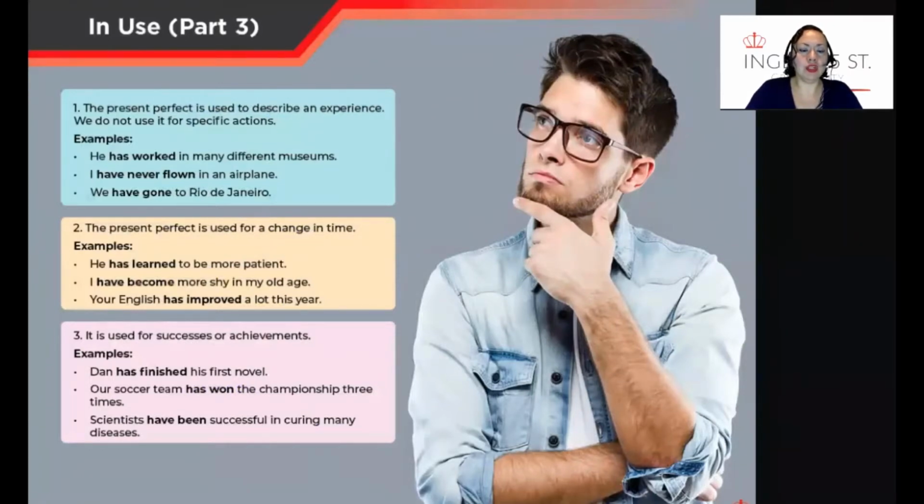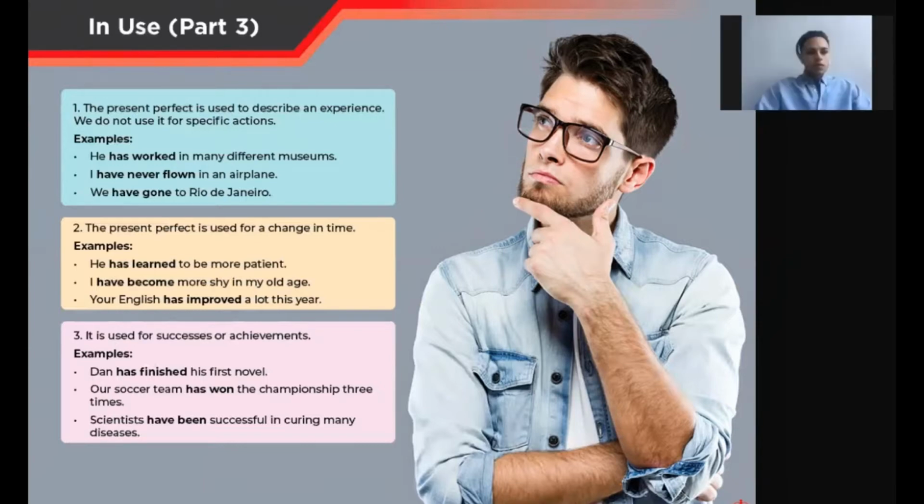Okay, so now in use part 3. Roman, can you please read the square number 1, then Paula information number 2, and I'm going to read information number 3. Please. Okay. 1. The present perfect is used to describe an experience. We do not use it for specific actions. Examples: he has worked in many different museums. I have never flown in an airplane. We have gone to Rio de Janeiro.